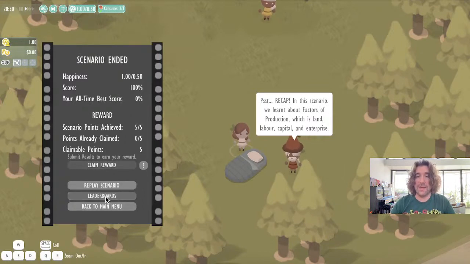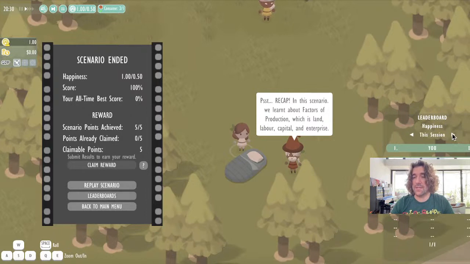This is very important. And you can also check the leaderboards to see how other students have done. I am the first to play this level. So you can see that if I check the all-time leaderboard, there is me, but there is also Tim. This is our developer who has played the level and is now in the leaderboard. I did actually better than him. I got 1 unit of happiness, or utils as we call it in economics. He got only 0.5.